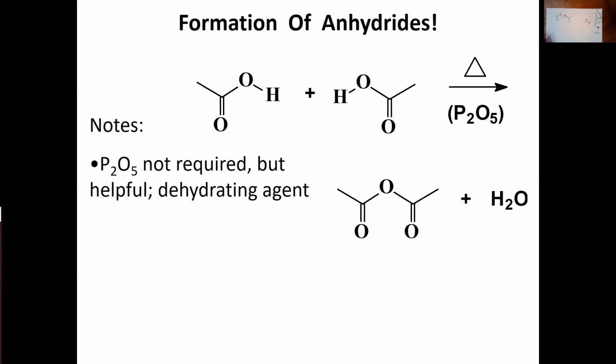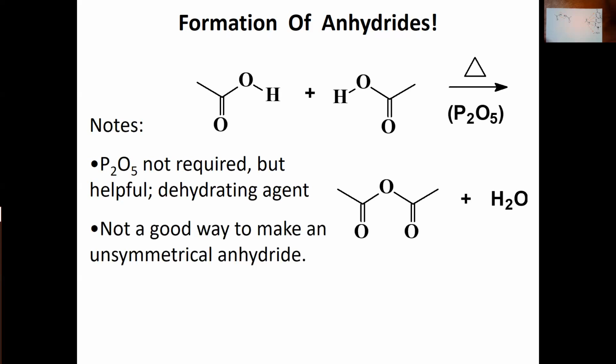P2O5 is not required, but it is a helpful, useful dehydrating agent. We're not going to draw the mechanism of exactly how it works, but it assists in the dehydration reaction. If you notice, the anhydride that we made here is a symmetric anhydride, meaning it's got a methyl on both sides of that thing. So it's really just a solution of acetic acid that you heat to make acetic anhydride.